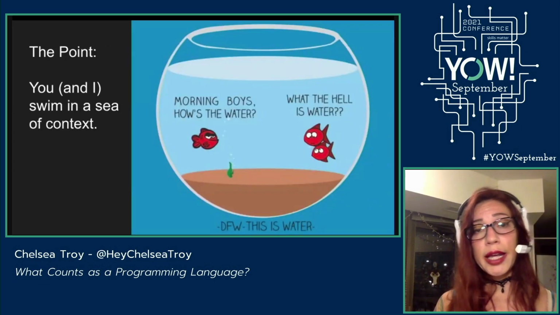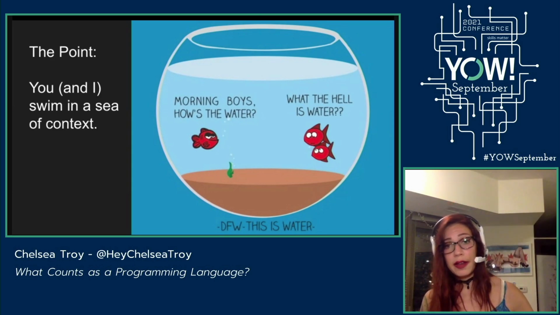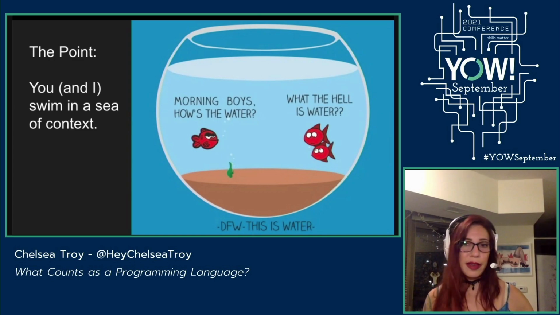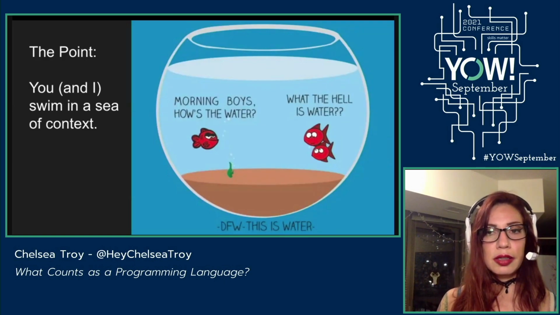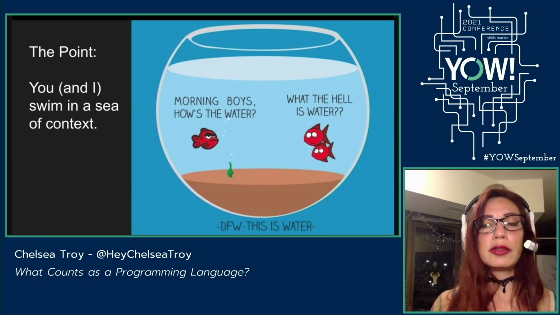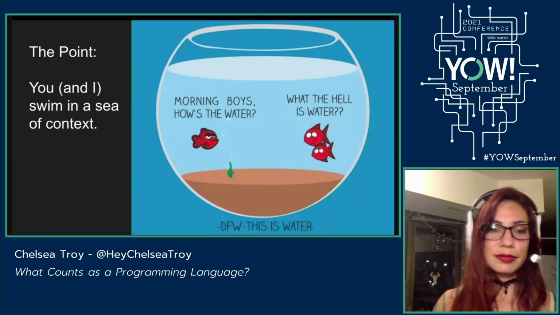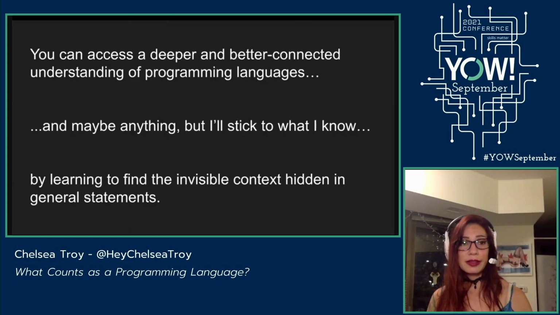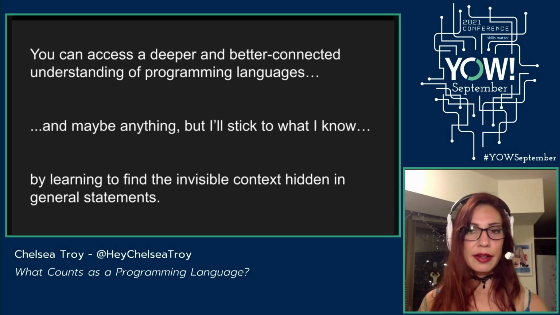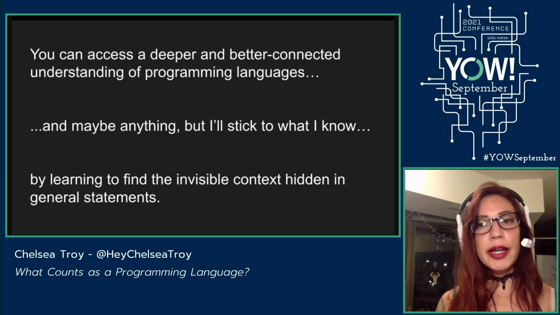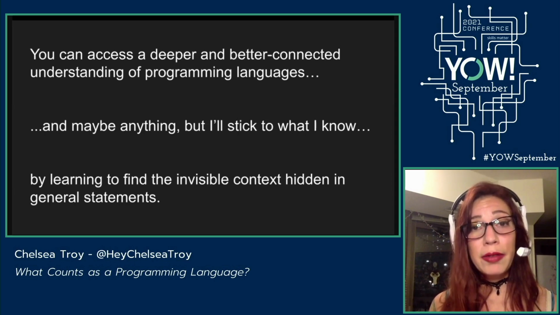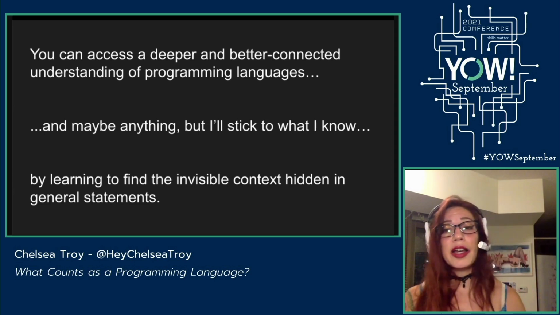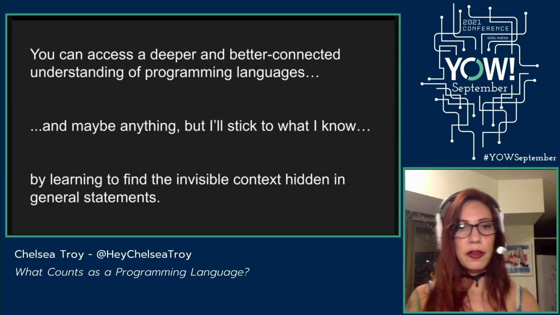You and I swim in a sea of context. And the thing about context is, it's very easy to not realize it's there, to take it as a default, as a given. But it's worth learning to identify, because by identifying it, you can access a deeper and better connected understanding of programming languages. And you know what? Maybe anything, but I'll stick to what I know. By learning to find the invisible context hidden in general statements.